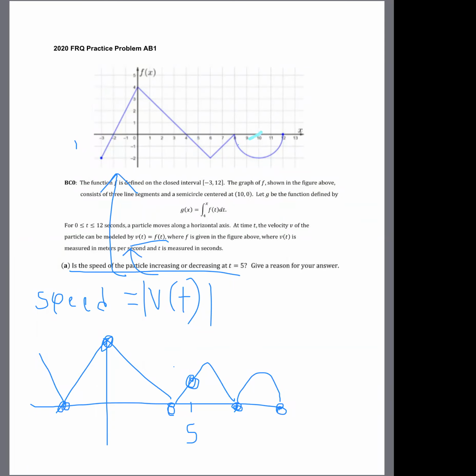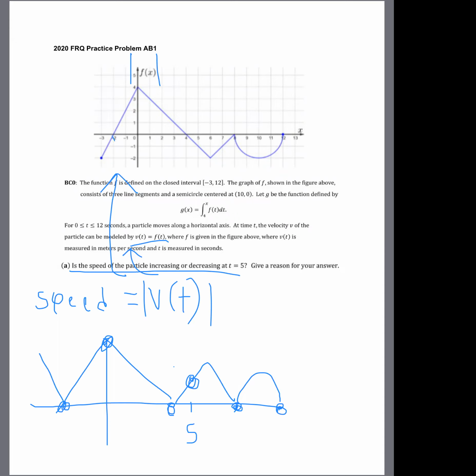So the graph is basically just, okay, we know that v, the velocity, is f. So I'm just gonna say f from now on, okay? The speed would just be the absolute value of f because that's what velocity is. And absolute value just means everything is positive, right? Everything is always just gonna be positive.